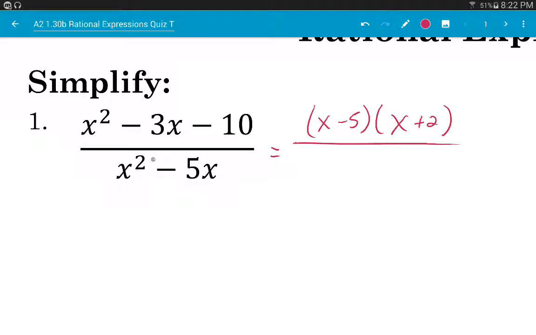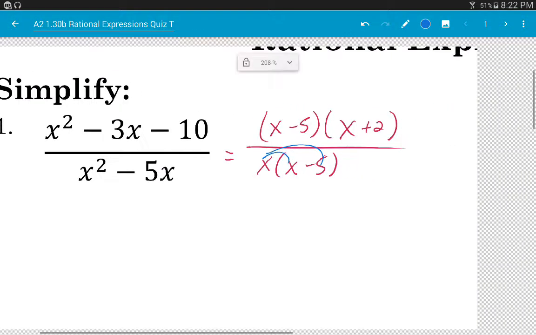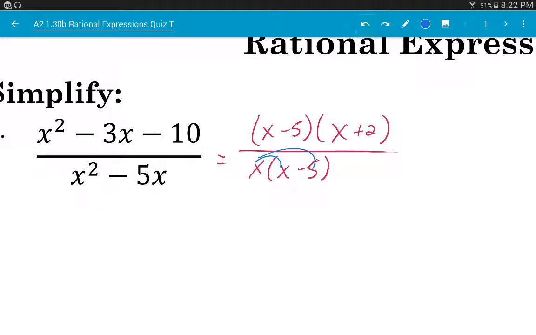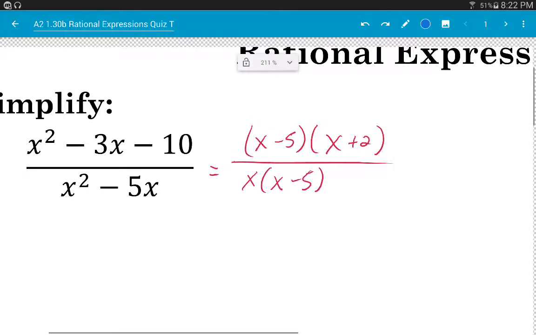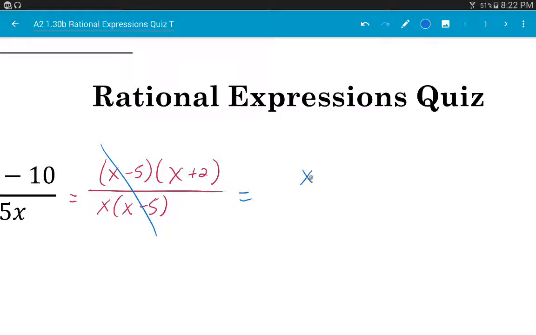My numerator is done. My denominator has an x in common, so I'm going to pull an x out from each of these. That makes it x times parentheses x minus 5. Essentially, if I distributed the x back in, I would get this. That's the goal. Now, since these are the same, cross those out. And my final answer is x plus 2 over x.